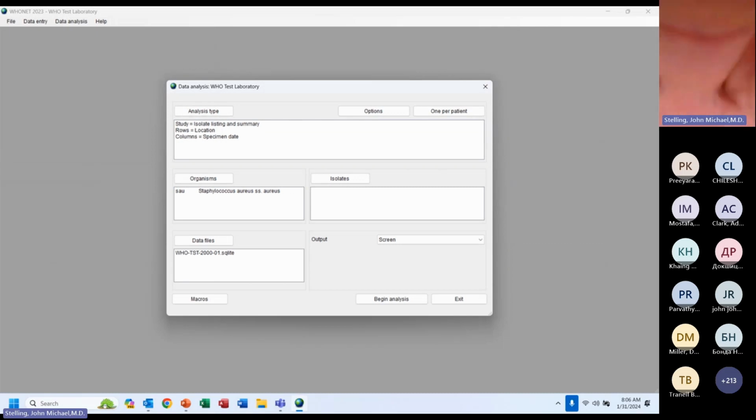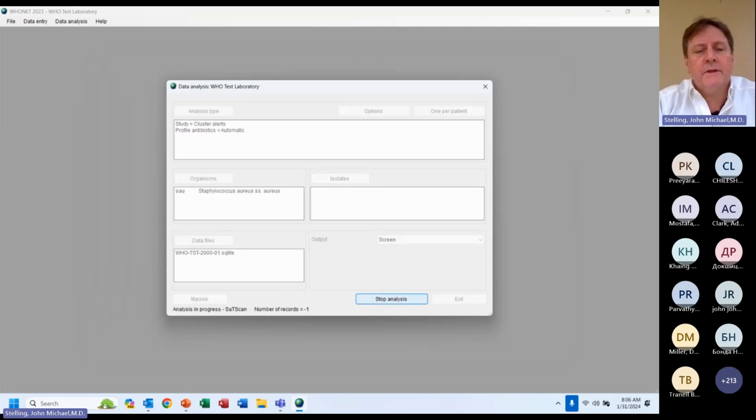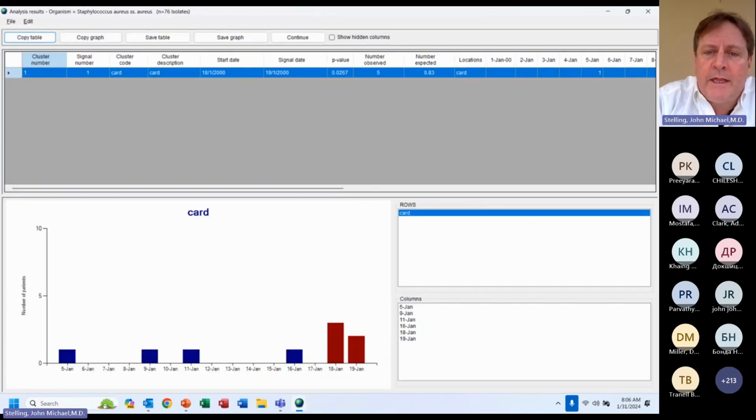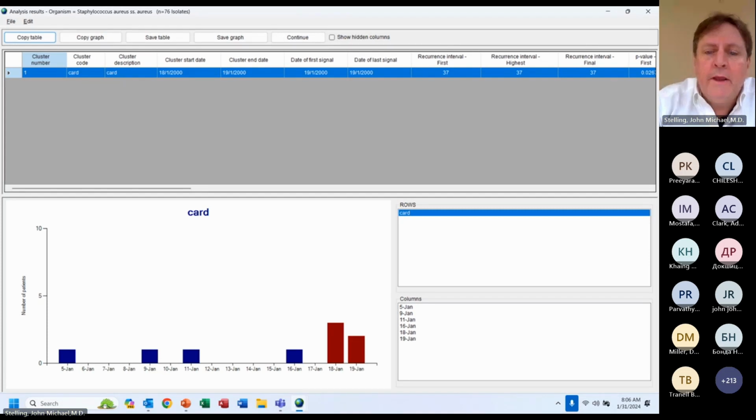And then if I now go back to cluster alerts, and I click on OK, and I click on Begin Analysis, it is showing me the detailed report that I will discuss later. It is showing me the summary report. And here the difference is you only see cardiology. You do not see the other locations. So again, this is a subset of that first analysis. It's showing me the locations that are interesting. It is not showing me the other ones.